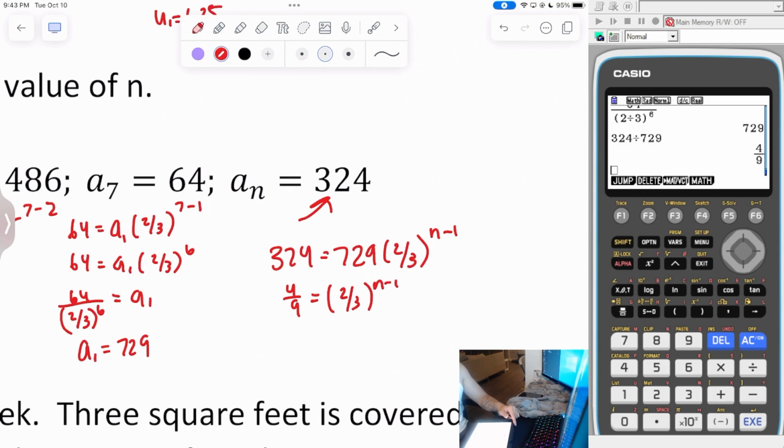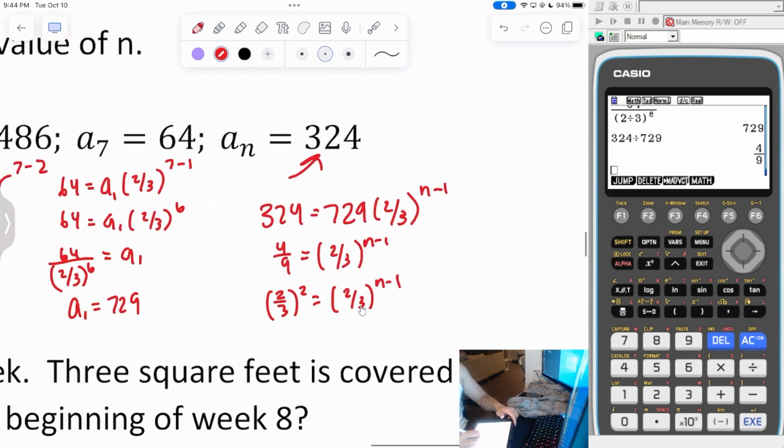Technically, 4/9 can be rewritten in terms of 2/3. 4/9 is 2/3 to the power of 2. So we'll use the same trick as the previous problem. Now that my bases are the same, we can cancel them out and set the exponents equal to each other. Now solving for n, I get n equals 3. And that completes my problem.